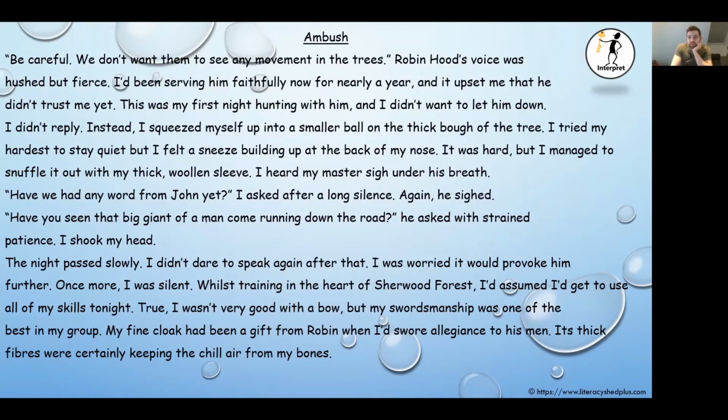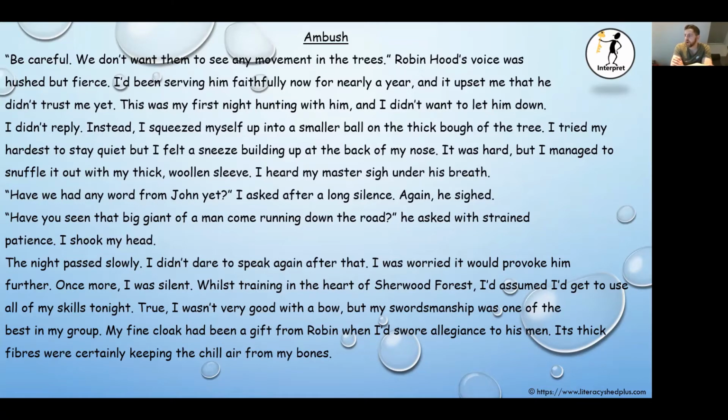Have you seen that big giant of a man come running down the road? He asked with strained patience. I shook my head. The night passed slowly. I didn't dare speak after that. I was worried it would provoke him further. Once more I was silent.